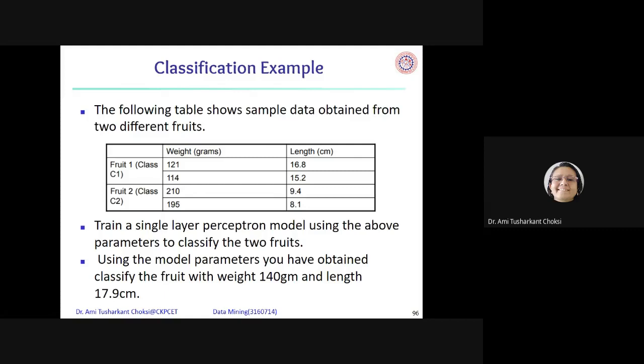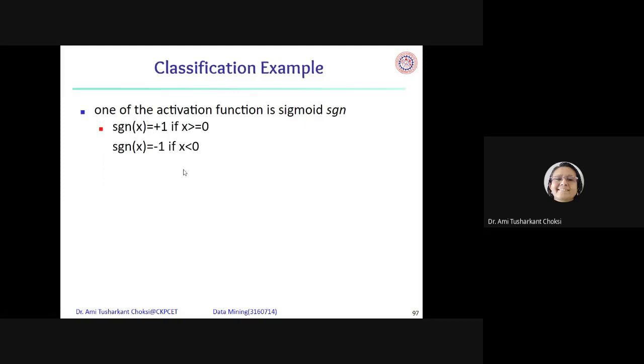So we want to work with this example. Now, one of the activation functions is the sign function, SGN. SGN of x is equal to plus 1 if x is greater than or equal to 0, and SGN of x is equal to minus 1 if x is less than 0. Fine. This is known to us. For this particular example, we are going to use this activation function.